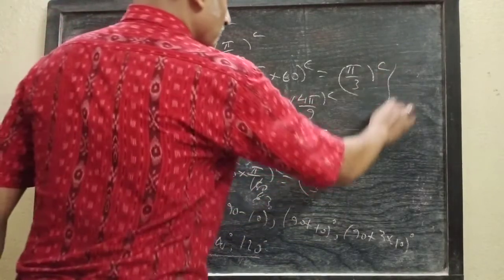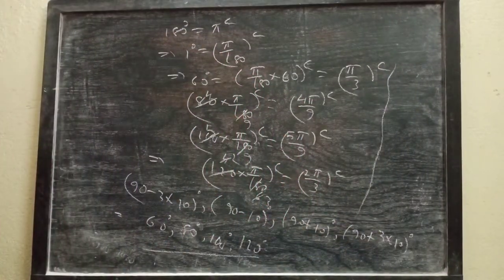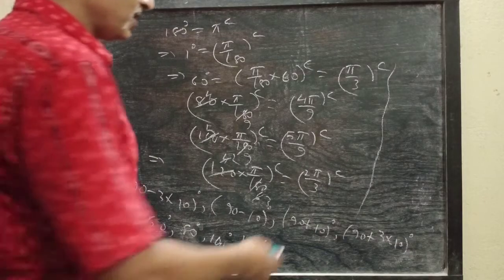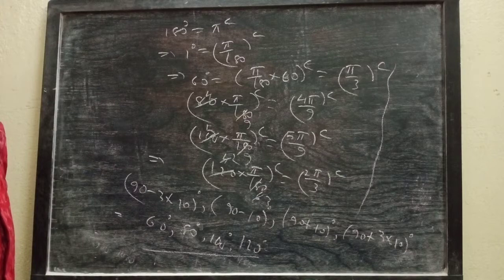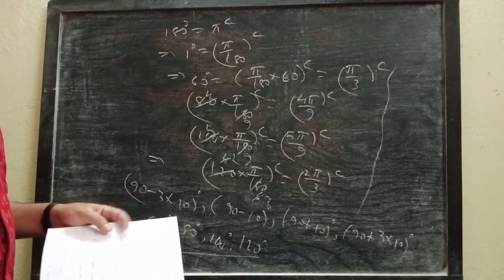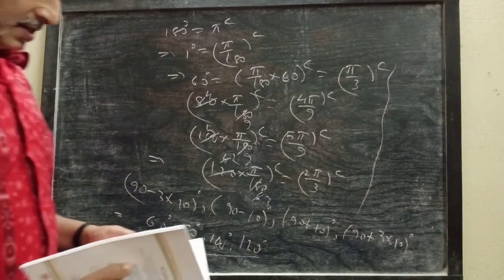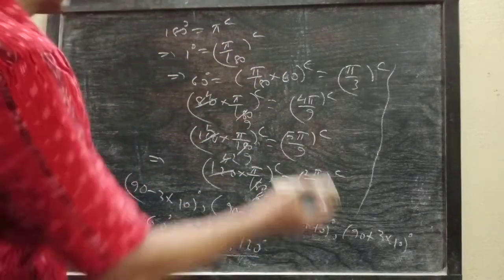Therefore, the measures of the angles of the quadrilateral which are in AP have the radian measures pi by 3, 4 pi by 9, 5 pi by 9 and 2 pi by 3. Okay. Next, our next problem.